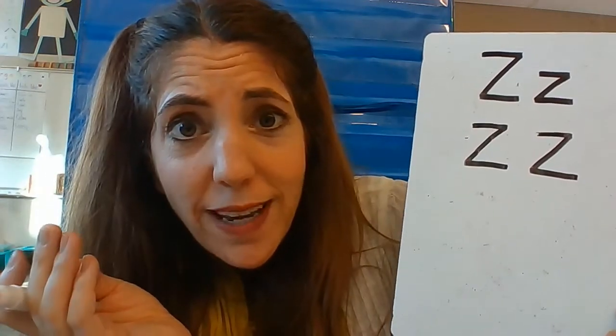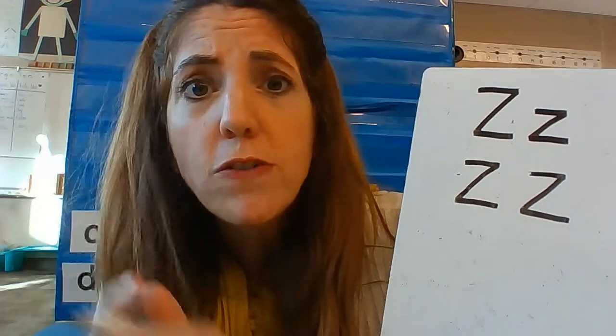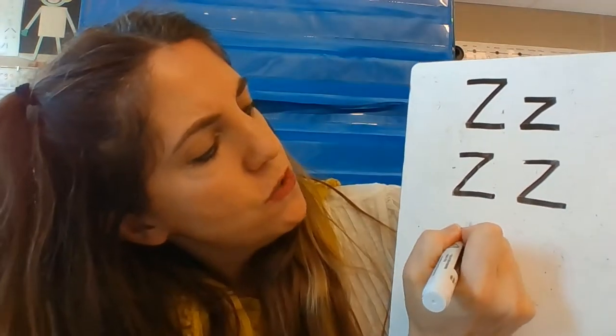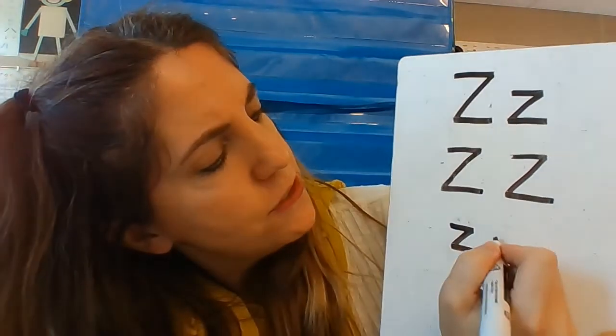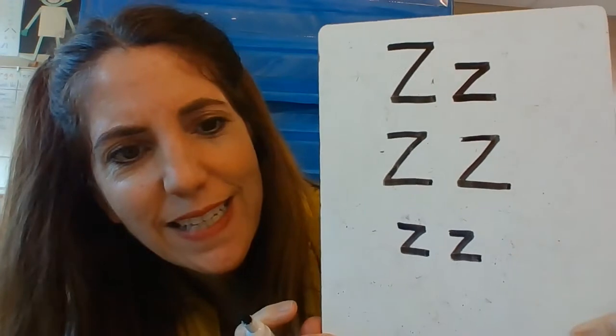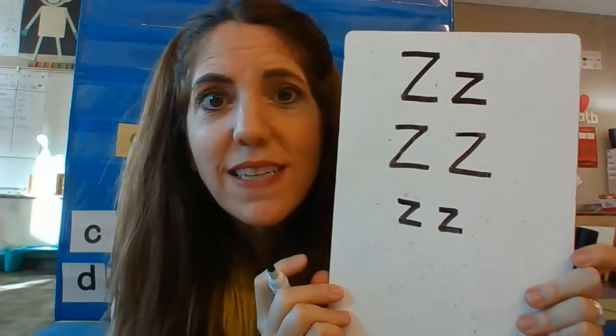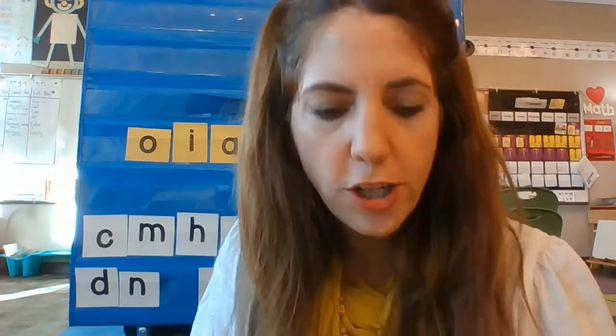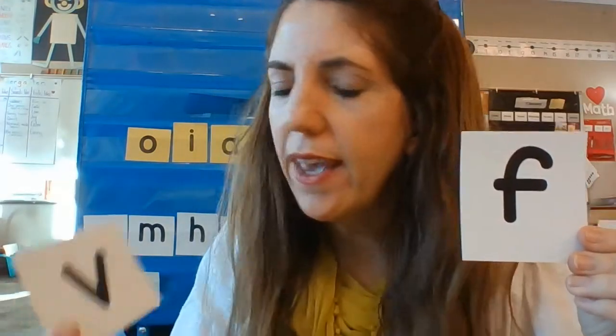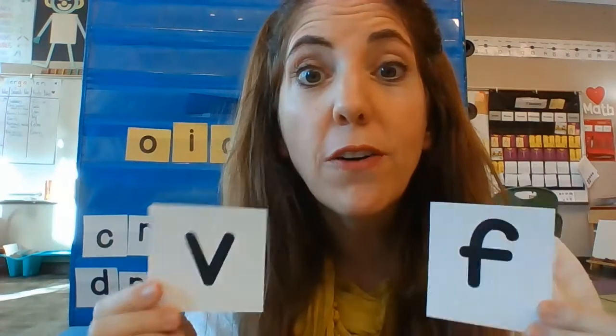And when you make lowercase z, everything's just smaller. You're using little lines. So straight across, slant it down, straight across again. Z. Say that with me. Z says Z.